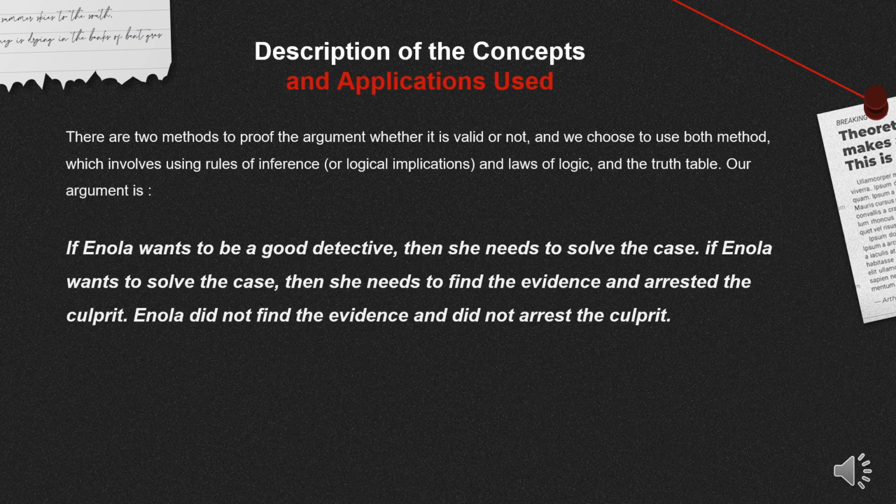Now let's move on to a description of the concept and application used. There are two methods to prove whether the argument is valid or not, and we choose to use both methods, which involve using rules of inference or logical implication and laws of logic, and the truth table. Our argument is, if Enola wants to be a good detective, then she needs to solve the case. If Enola wants to solve the case, then she needs to find the evidence and arrest the culprit. Enola did not find the evidence and did not arrest the culprit.